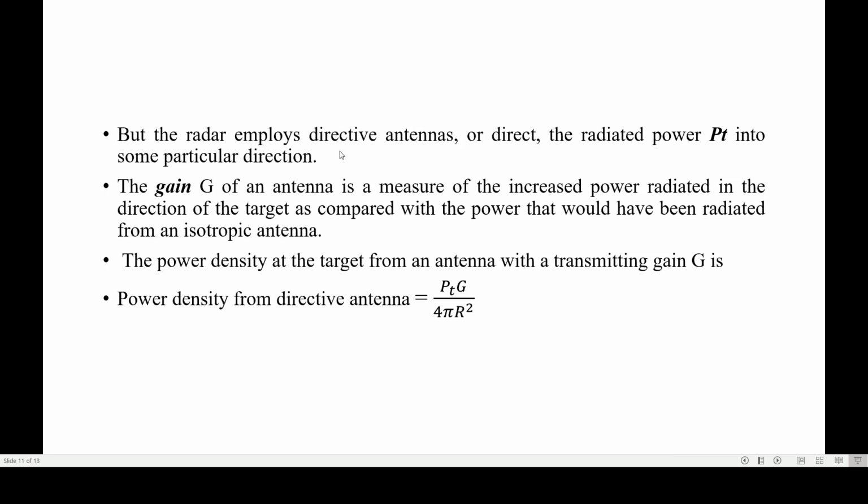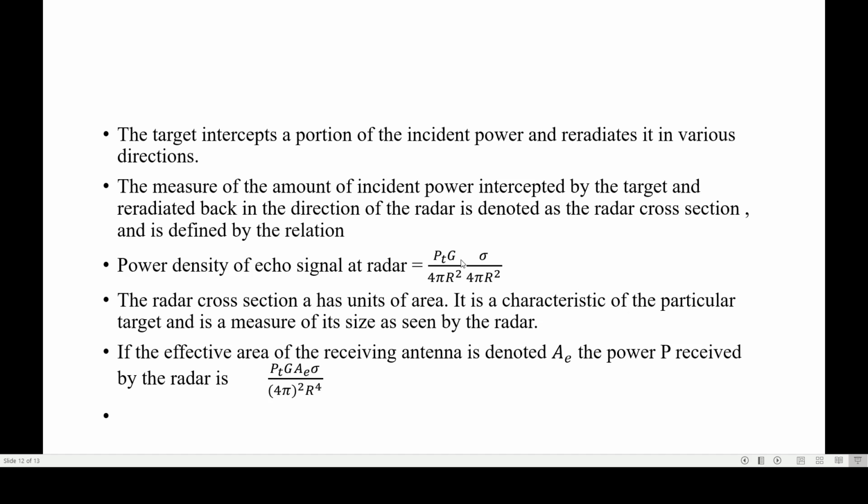But the radar employs directive antennas, which direct the radiated power PT into some particular direction. So if we consider the gain of the antenna, we can rewrite the equation like this. Power density from a directive antenna with the gain G equals PTG divided by 4 pi r square. Now, this PTG by 4 pi r square is what reaches the target.